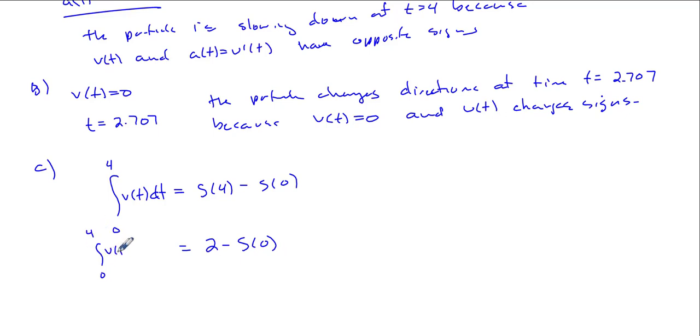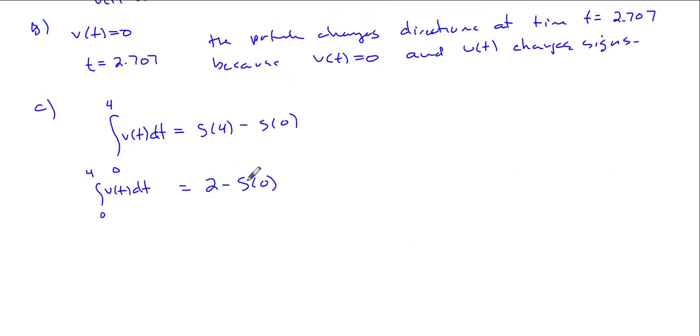That's why I like to write out the full fundamental theorem of calculus and then solve for the unknown. Now what I'm going to do is add s of 0 and subtract the integral to move the change. And then give me the answer when you've got it. Negative 3.814.